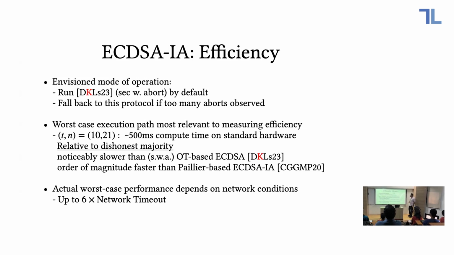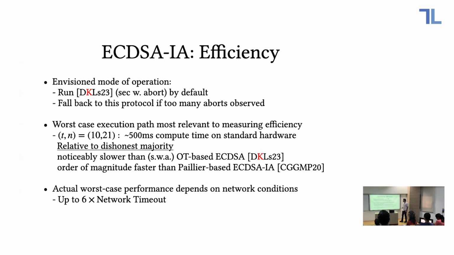that matters. And we implemented this protocol and benchmarked it. It takes about half a second on standard hardware to run our scheme from end to end with, I think, a corruption threshold of 10, so overall 21 signing parties. Relative to the dishonest majority setting, interestingly, it's slower than some dishonest majority protocols, particularly those that use OT, for reasons that are maybe too much to go into right now, but it's an order of magnitude faster than other dishonest majority protocols that use homomorphic encryption.